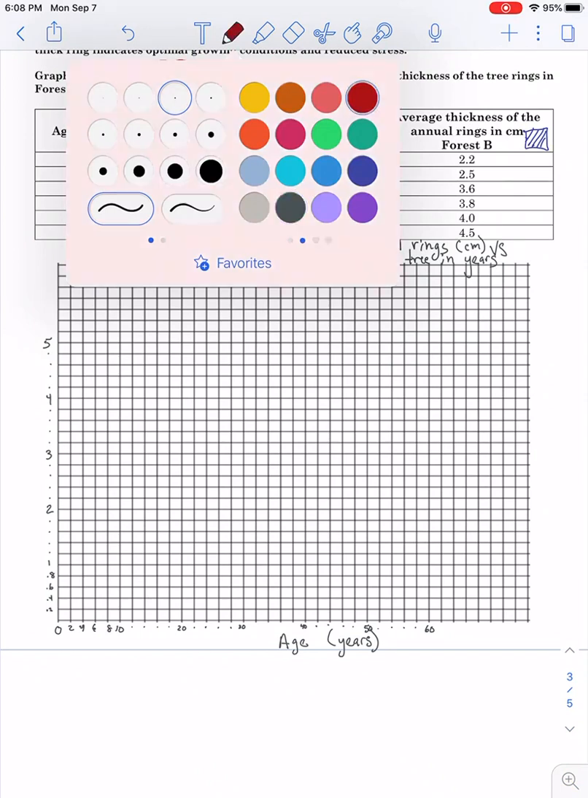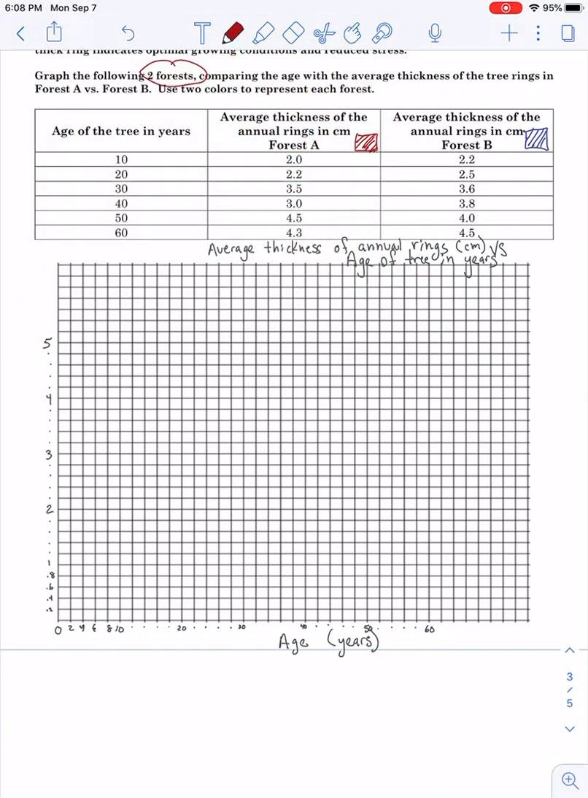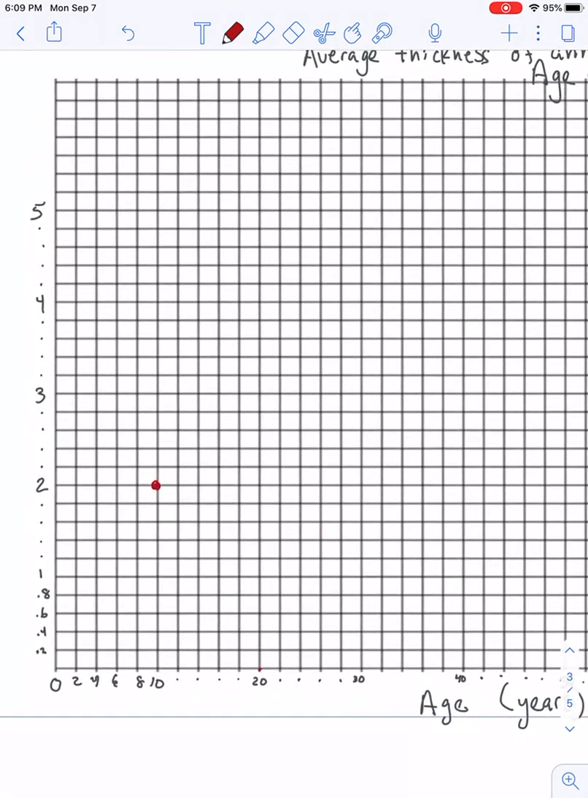And I'm going to go back to red. We're now just graphing Forest A. You can ignore Forest B for now. We are going to go, and this is X and this is Y. So we need to go over and then up. Over to 10 and then up to 2. So there's our first data point. Over to 20 and up to 2.2. So I'm going to zoom in a little bit more here. So over to 20, up to 2.2.